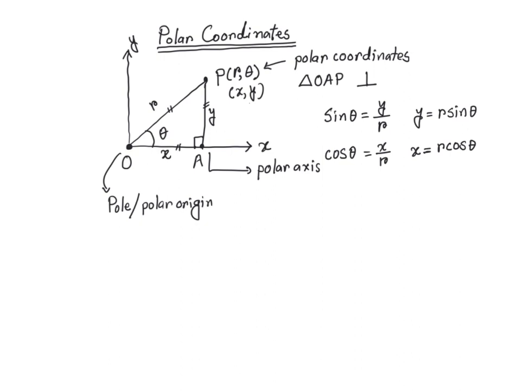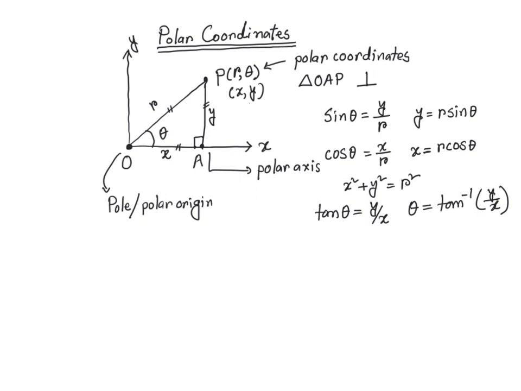Then also look at this right triangle. Using the Pythagorean theorem, we could say that x squared plus y squared is equal to r squared. So that relates x and y with r. Now there is yet another thing we could do. In this triangle, we could say tangent of theta is opposite over adjacent, or y over x. Or we could say theta is equal to tangent inverse of y over x.